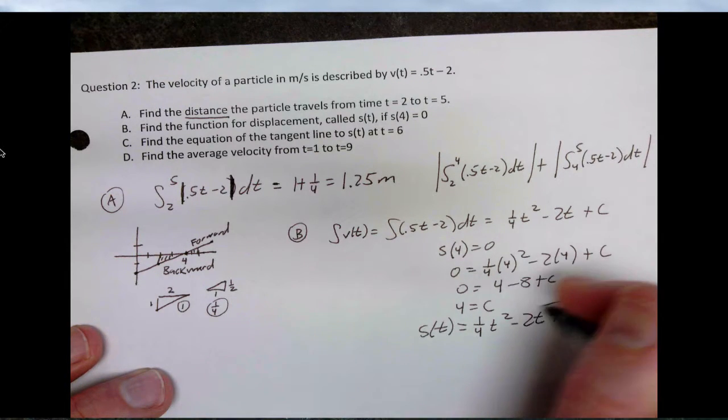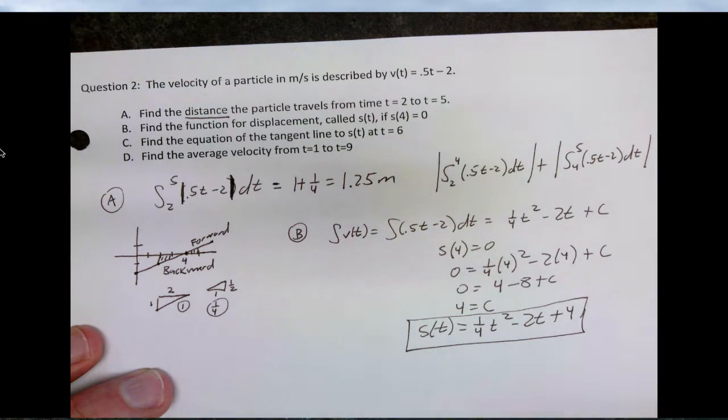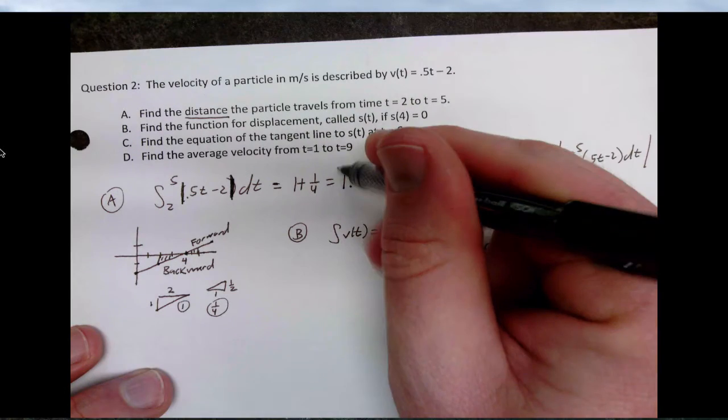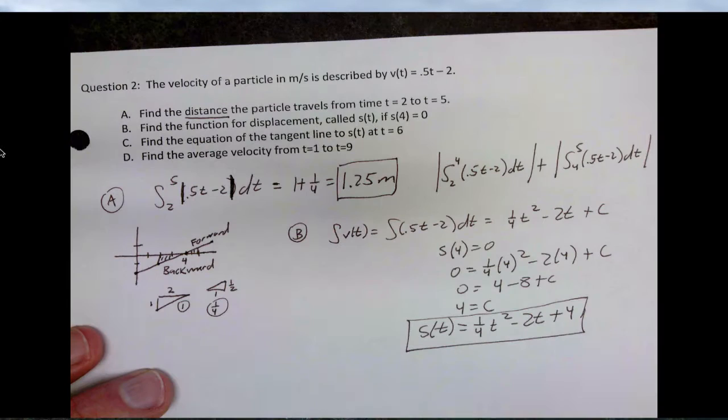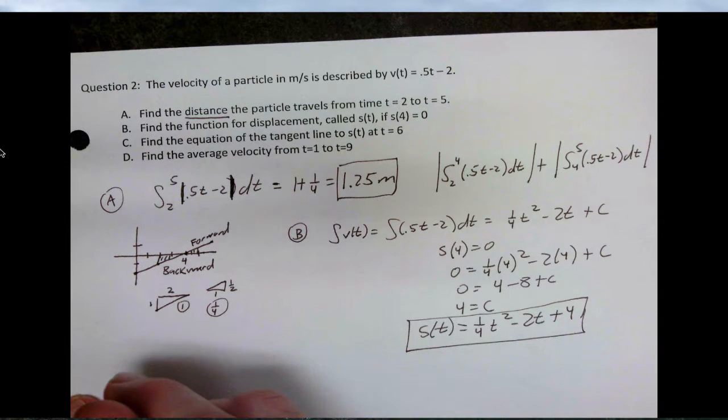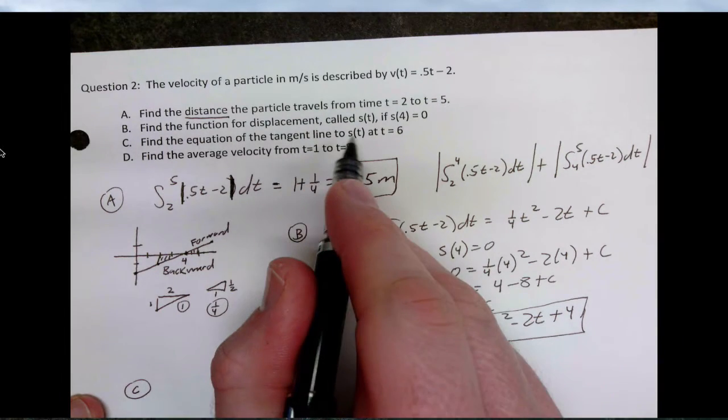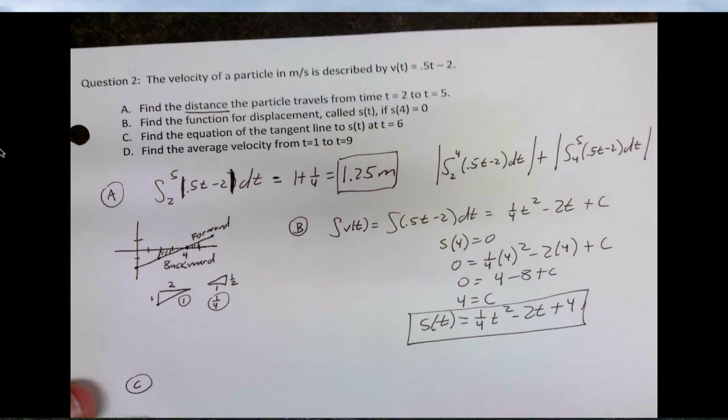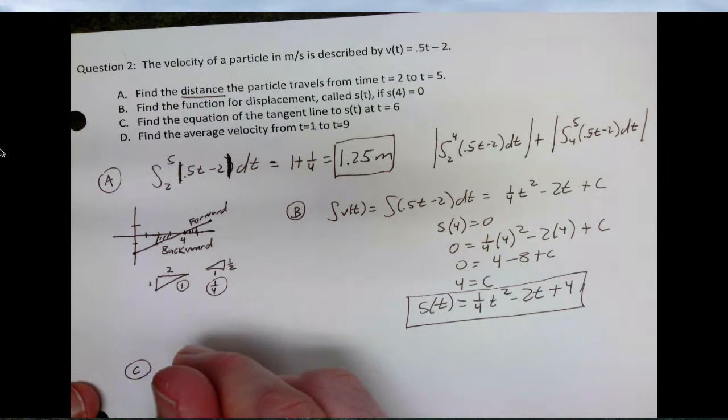Don't forget to restate the actual answer. It's a silly way to lose points. Okay, the next part, part C. In part C, it says find the equation of the tangent line to s of t at t equals 6. Okay, so I need to fill in the blanks.